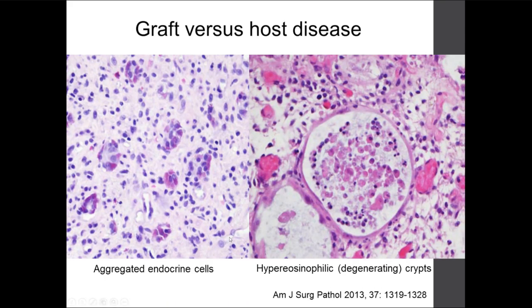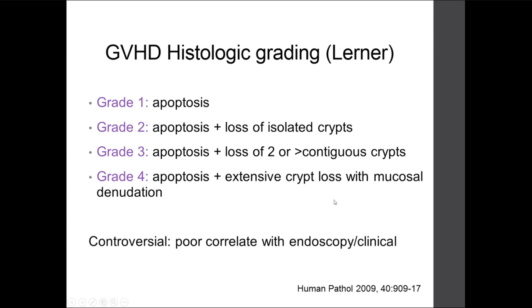Other features that other publications have highlighted are aggregated endocrine cells, and hypereosinophilic degenerative crypts, like I show you in one of the cases. There's a grading scheme for GVHD. However, I tend not to use it unless the clinicians want me to report it, and the main reason for that is there's really poor correlation with endoscopic clinical impression and outcome.